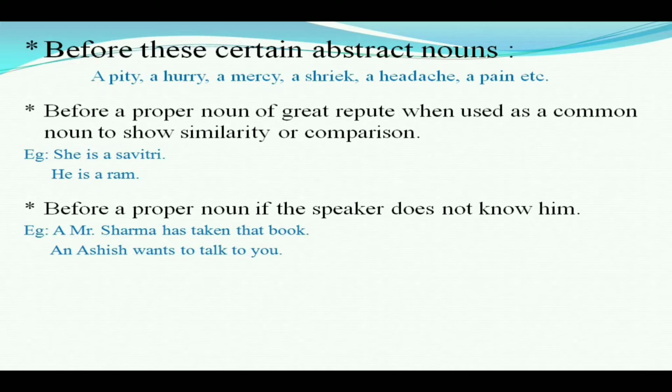Next point, before a proper noun if the speaker does not know him. For example, a Mr. Sharma has taken that book and an Ashish wants to talk to you. It means the speaker does not know the subject. He is not familiar with the person, therefore he says an Ashish wants to talk to you. So here an has been used as an alternative to any.